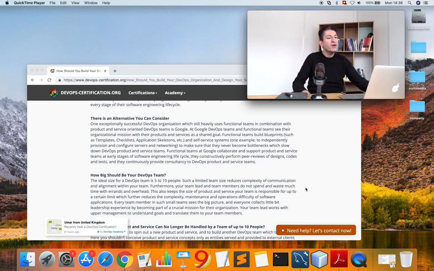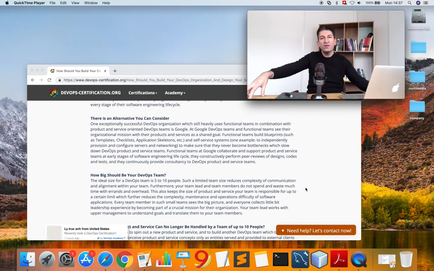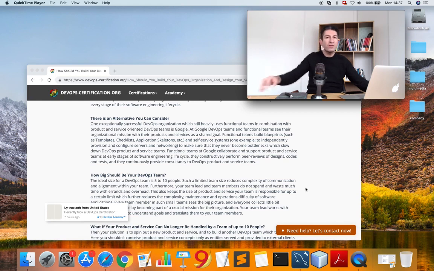Functional teams at Google collaborate with and support product and service teams at early stages of the software engineering lifecycle. They constructively perform peer reviews of designs, code and tests, and they continuously provide consultancy to DevOps product and service teams. Google's understanding is, again, they have product teams and service teams, but these teams do not constitute all expertise. There are some service tasks in certain subject matter expertises, but these service tasks highly collaborate with the product and service teams, and therefore Google could break this barrier in a functional environment. But this is a very exceptional way.